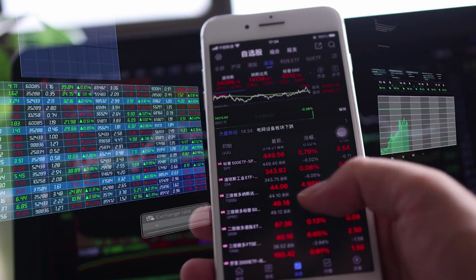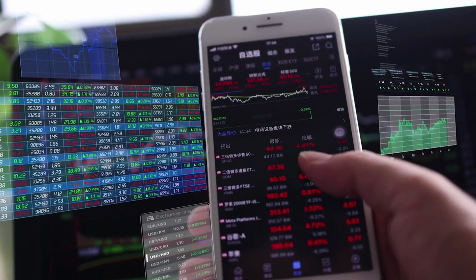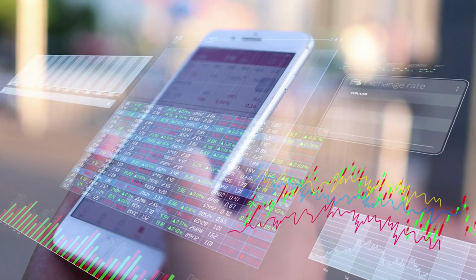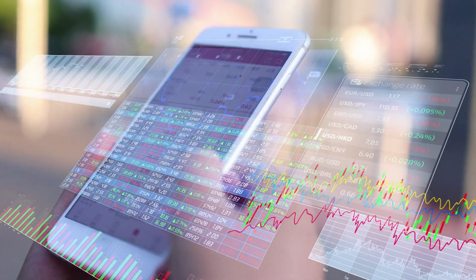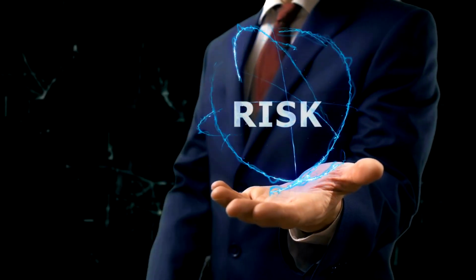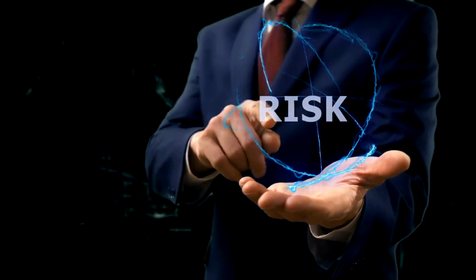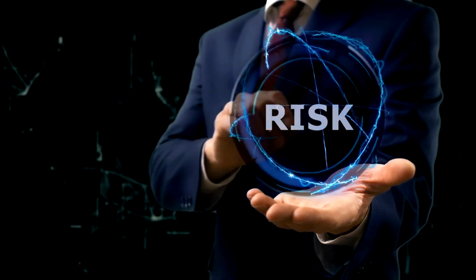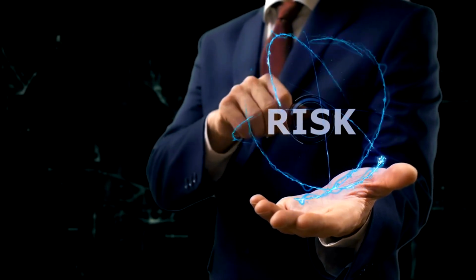Now you understand how international investing works, the benefits, the risks, and how to approach it safely. The key is simple: diversify smartly, stay informed, and invest with patience instead of emotion.